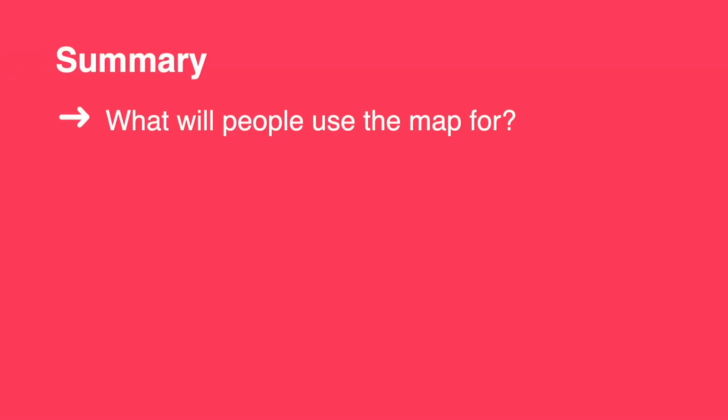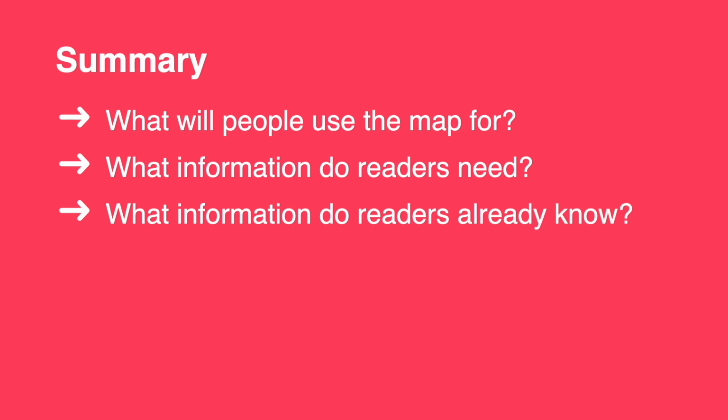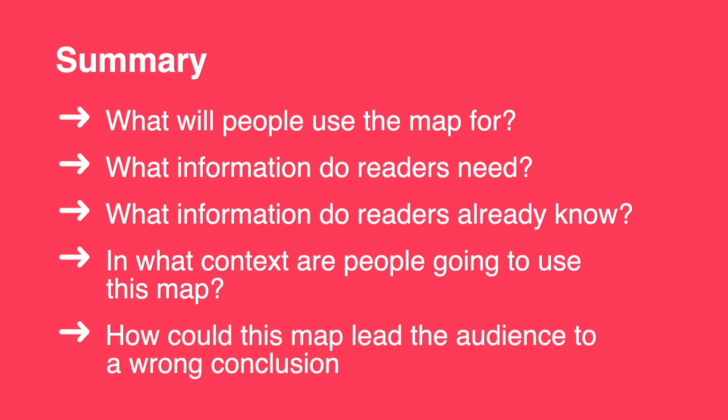So in summary, every time you make a map, you should first think about, what will people use that map for? What information do readers need? What information do readers already know? In what context are people going to use this map? And how could this map lead the audience to a wrong conclusion?